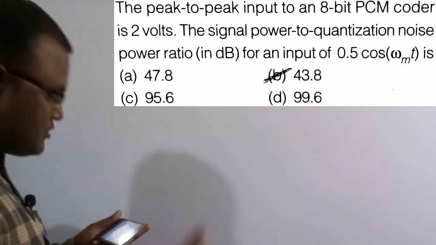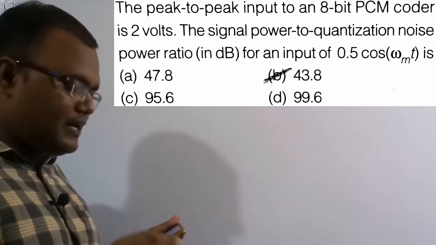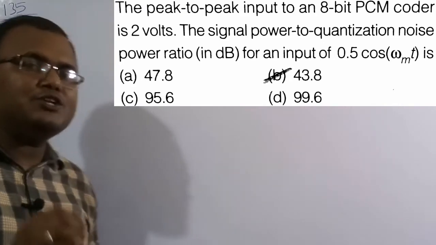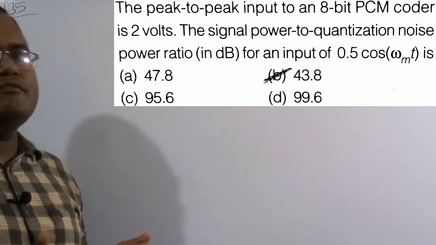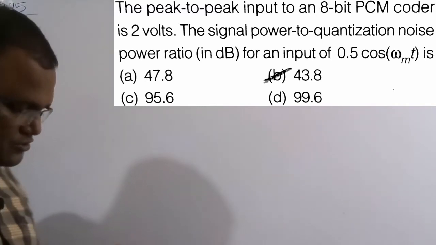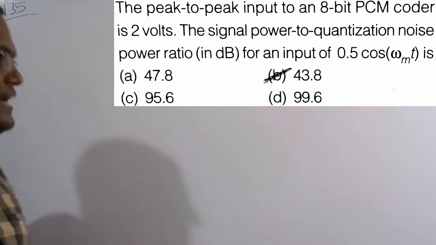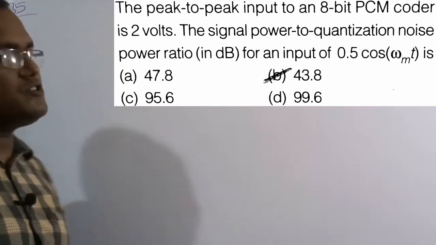So there is another new signal, which is 0.5 cos omega mt. For this signal, we need to figure out the signal power to quantization noise power in dB. So what are the four options? Option B, 43.8, is the correct solution of this question. So let's solve this numerical.